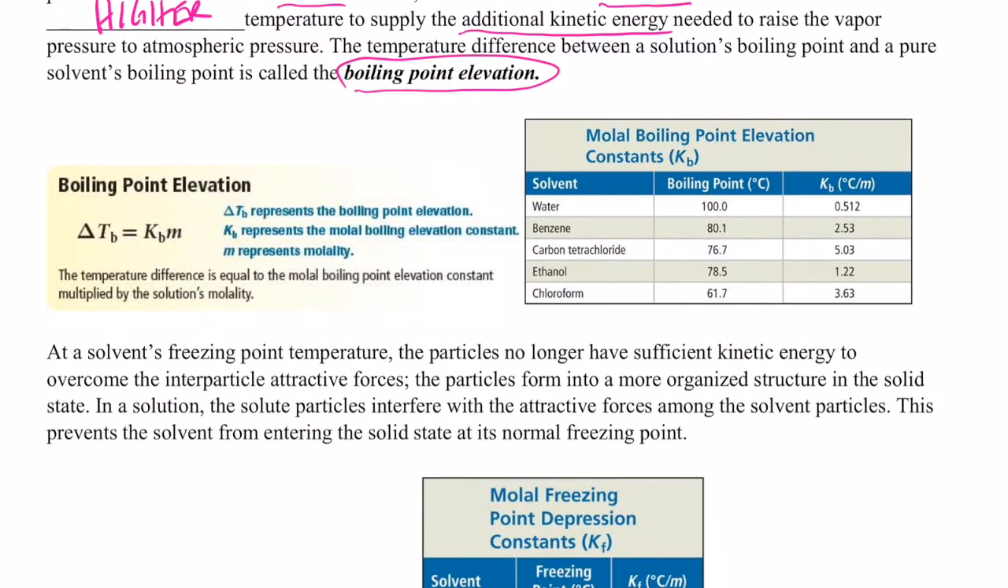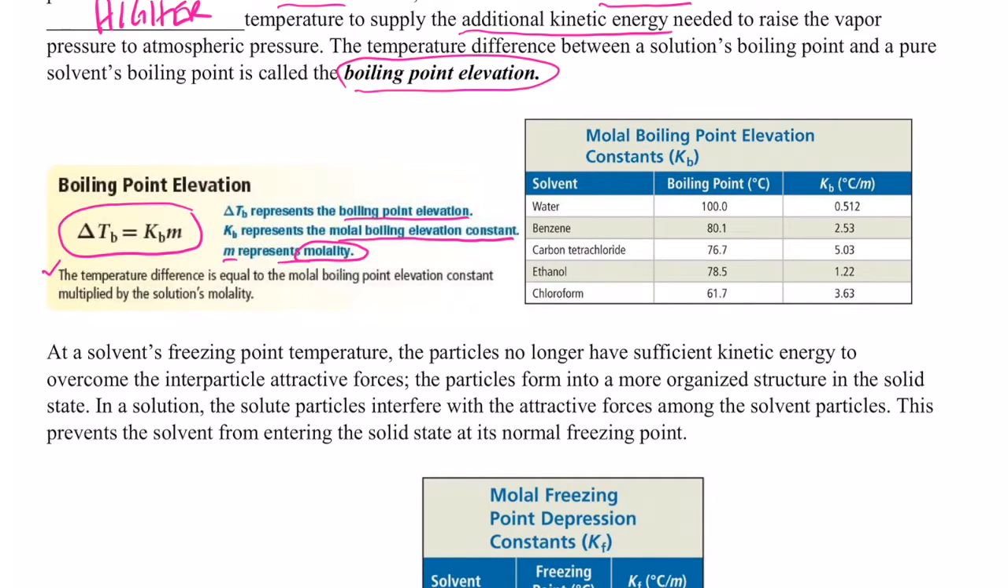Now, there's an equation that goes along with this. It's right here: delta T sub B equals K sub B times m. Delta T sub B is the boiling point elevation. It's the change in the boiling point, and it will be higher than the normal boiling point of the pure solvent. K sub B depends upon the solvent that you're working with, and that's called the molal boiling point elevation constant. And the small letter m represents the molality of the solution. So the temperature difference is equal to the molal boiling point elevation constant multiplied by the solution's molality.